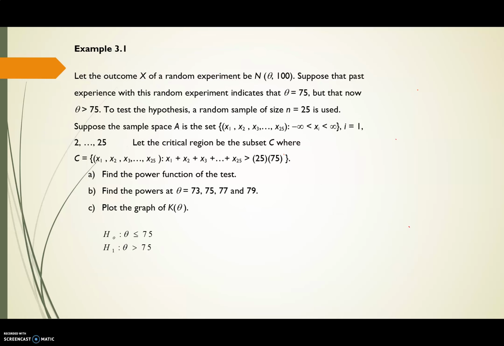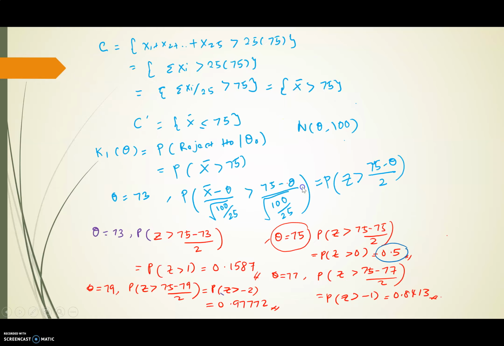We already discussed the first example and also the second example. In our first example, we have a normal distribution with mean theta and variance 100. We want to test theta equals 75 versus the alternative that theta is greater than 75. We use a sample size n equal to 25.